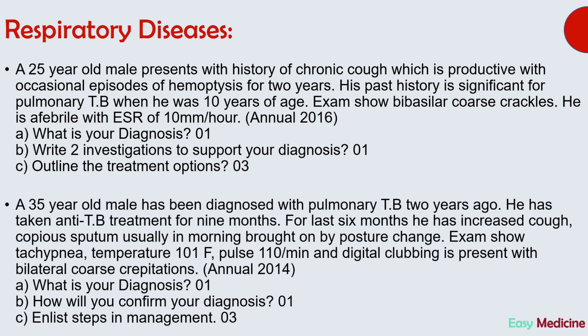The next question is, a 35-year-old male has been diagnosed with pulmonary tuberculosis 2 years ago. He has taken anti-tuberculous treatment for 9 months. For the last 6 months, he has increased cough, copious sputum, usually in the morning, brought on by posture change. Examination shows tachypnea, temperature of 101, pulse is 110 per minute, and digital clubbing is present with bilateral coarse crepitations.